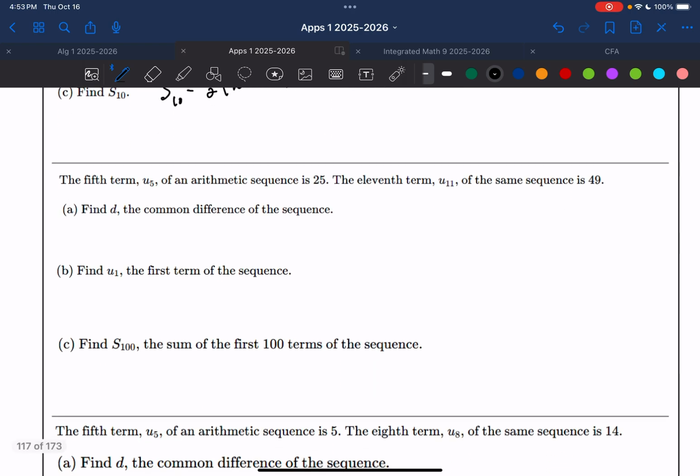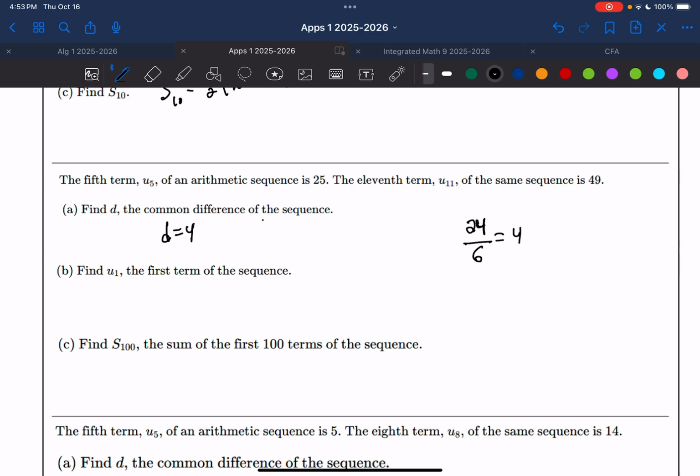All right. So the fifth term of an arithmetic sequence is 25. The 11th term is 49. So now we have to find the common difference. So to do this, we know that essentially from U5 to U11, we're making 6 jumps of the same magnitude. And over that interval, we're covering 24 units, right? So across 6 jumps, we go from 25 to 49. That means each jump must be 4. So D must be 4.